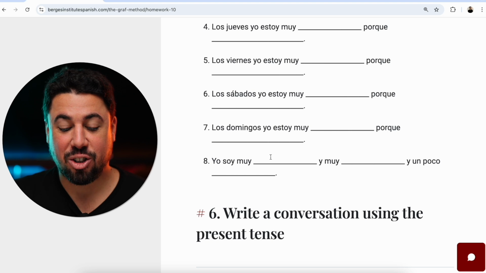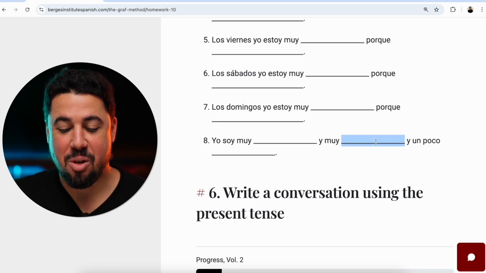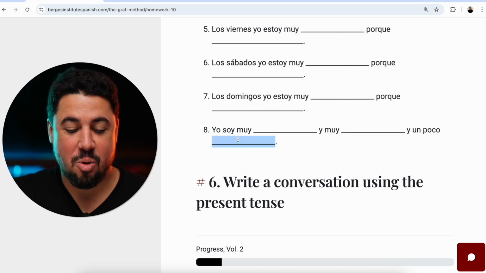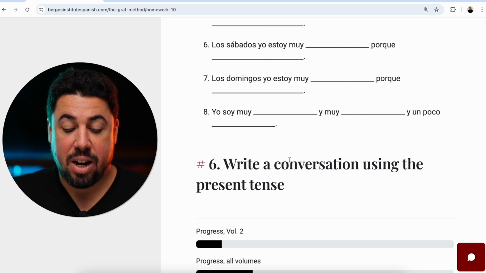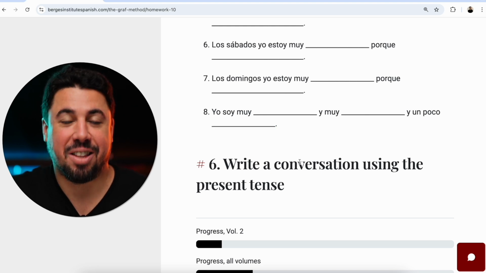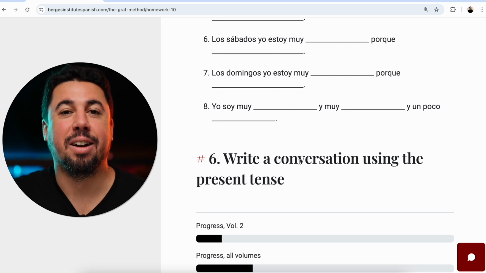And then this one, yo soy muy simpático y muy educado y un poco inteligente. And then it just says write a conversation using the present tense. You can do this on your own. But let me try to improvise one.